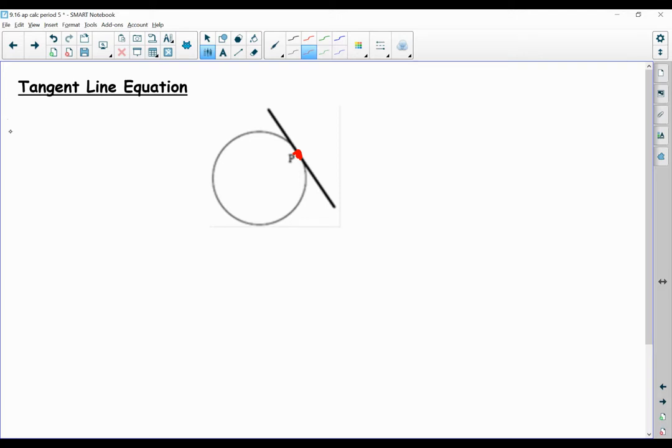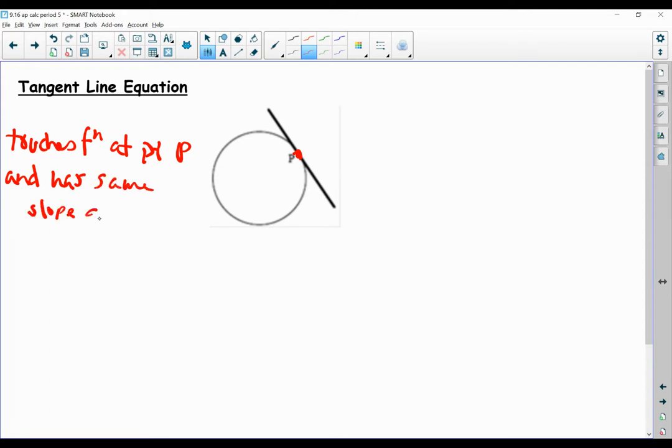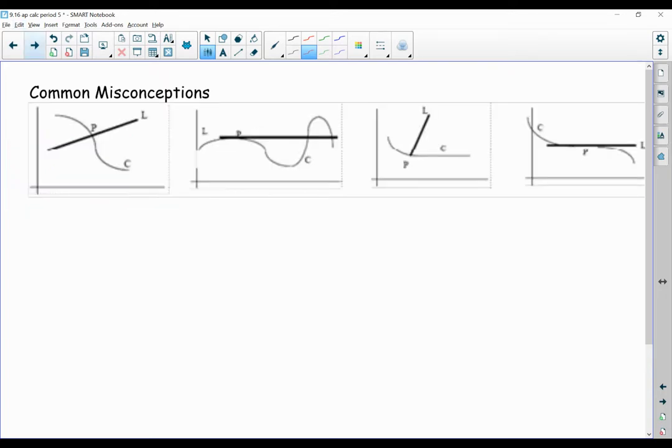So a tangent line touches the function at point P and has the same slope as point P. So I'm going to show you 4 pictures, and I want you to look at each one and decide, is the line L that I've drawn a tangent line to point P? Okay, so that's your question. Pause me, see what you think, yes or no.